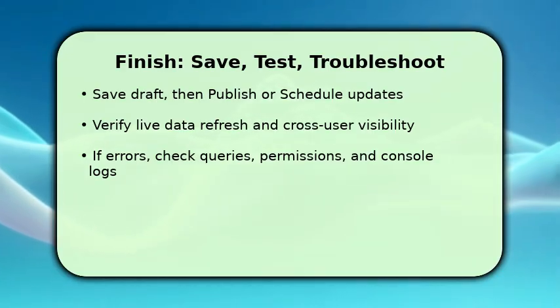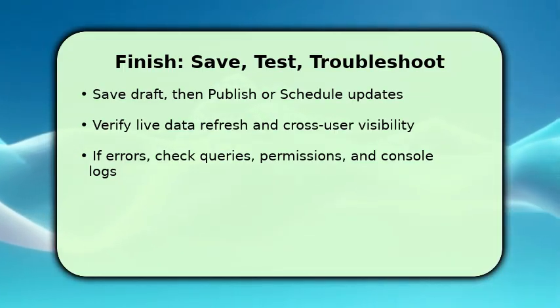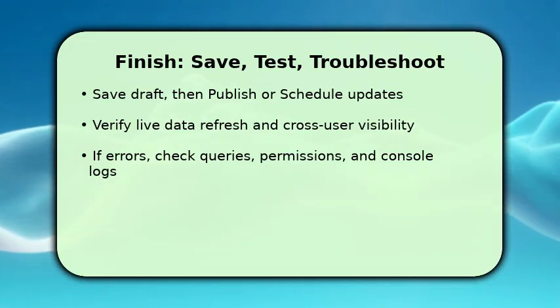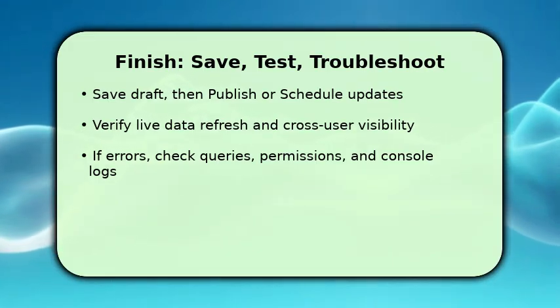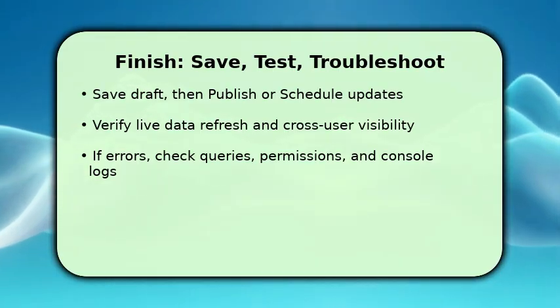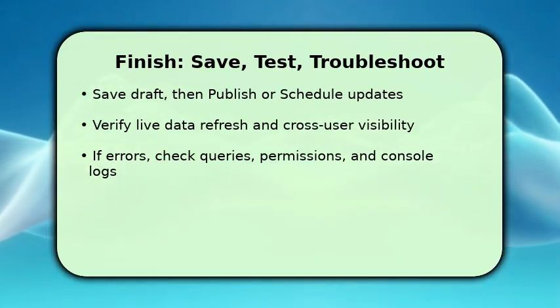If numbers look off or widgets fail, revert to the saved draft and inspect the changed queries, data source credentials, and role permissions. Also check browser console logs for script errors. Finally, document key changes and rollback steps so future edits are faster and safer.